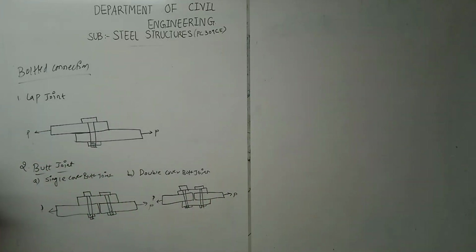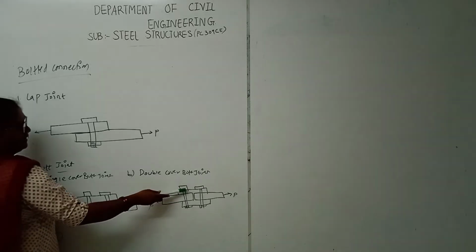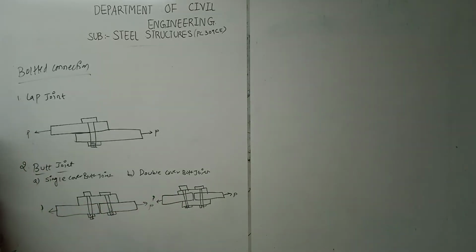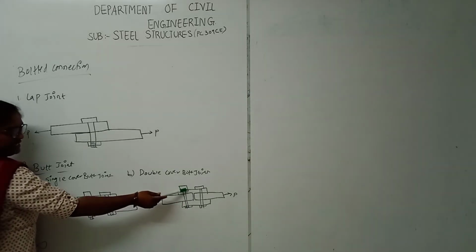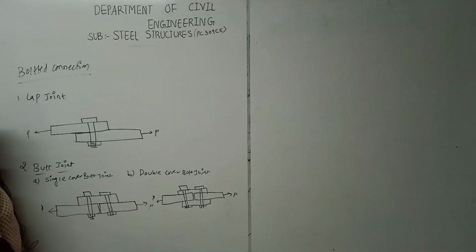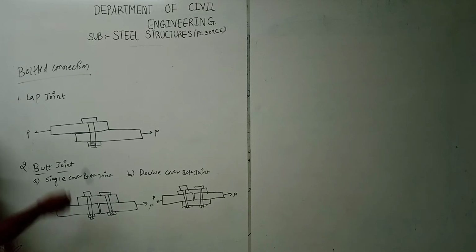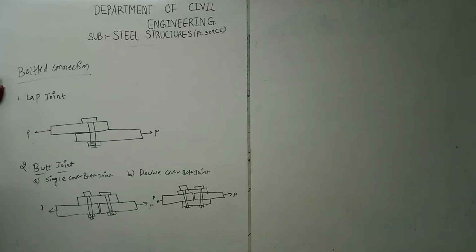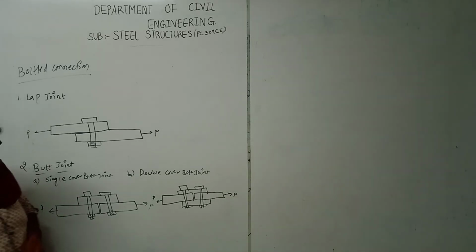So right, this is your double cover butt joint. Here you can see the cover on top and the cover on the bottom. That has been joined by using the bolts. So in this unit we will be solving the bolted connection problems by efficiency of lap joint and the butt joint only, right? Please kindly take down in your notes.